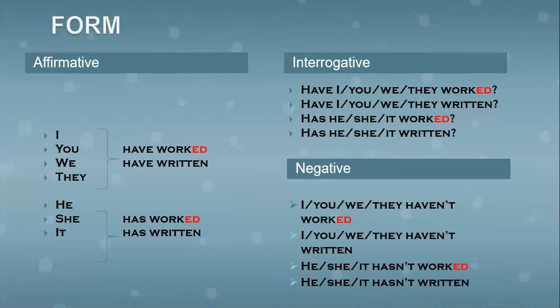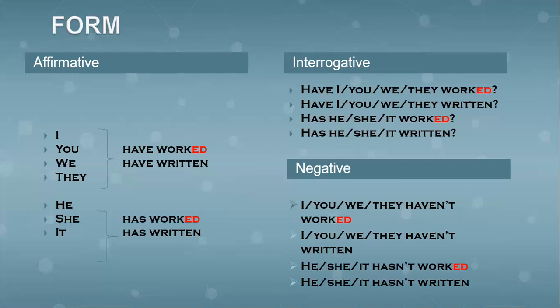What if the question has a subject that is singular, like he, she, or it? Normally, we start with has. We're going to switch the subject with the verb. So I'm going to begin my question with has, followed by the subject he, and then the verb in the past participle. So it's going to be has he worked, or has she written, or has it eaten.